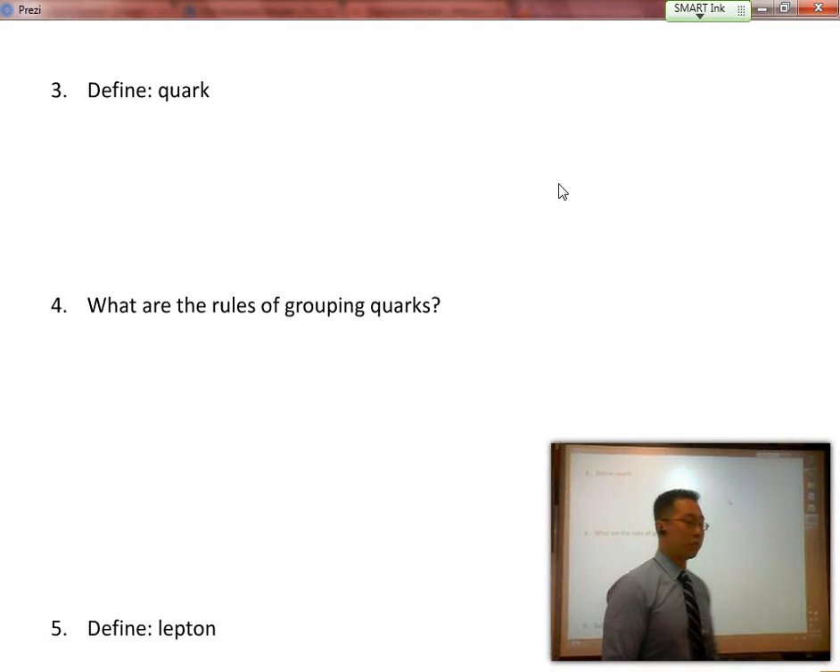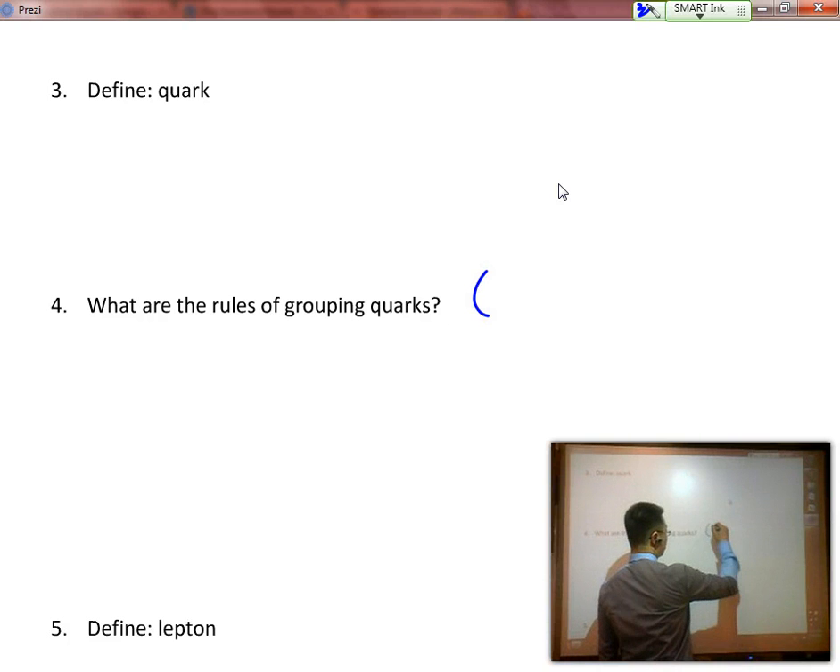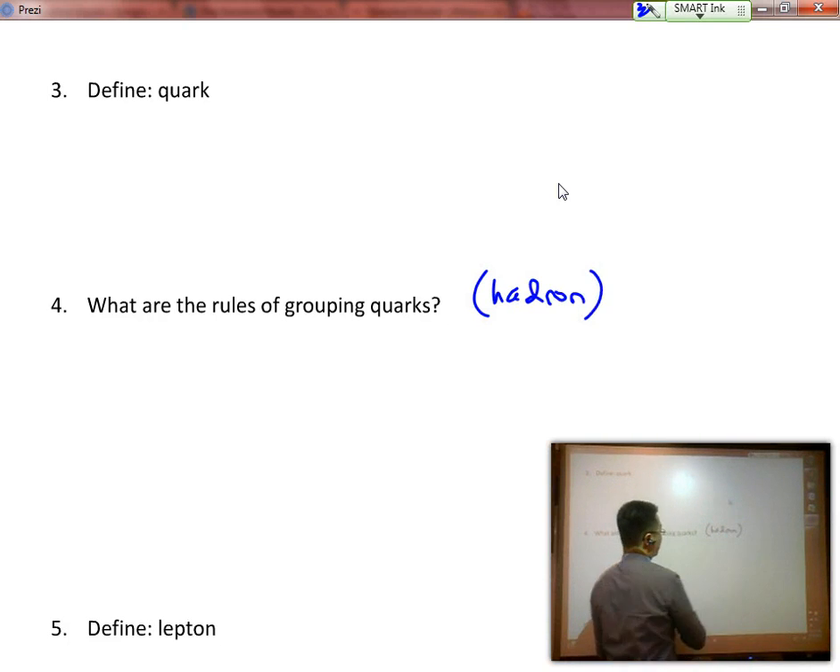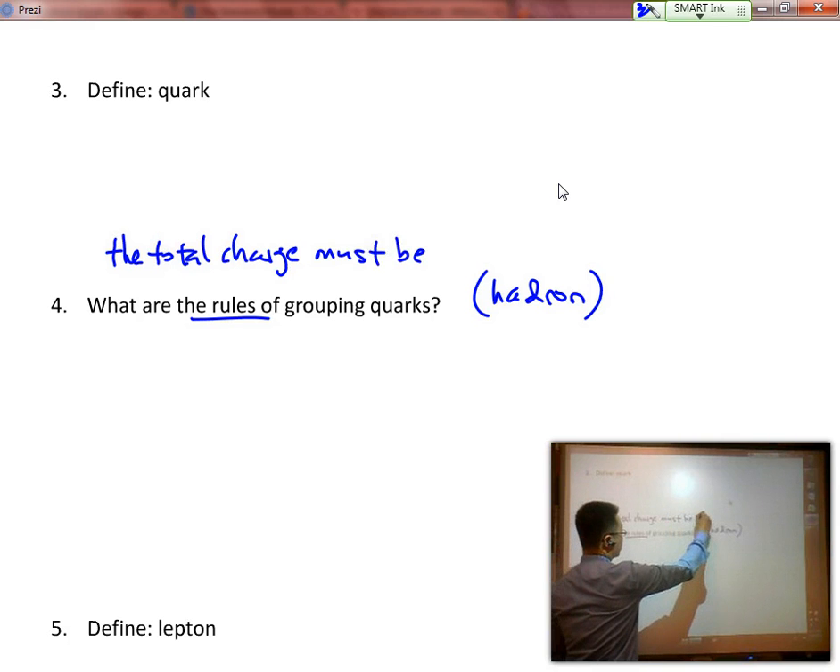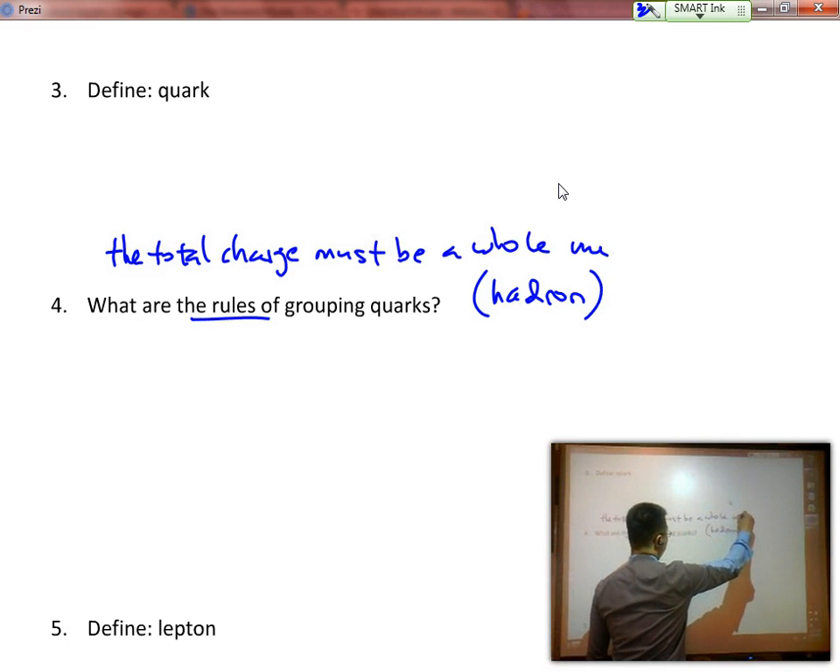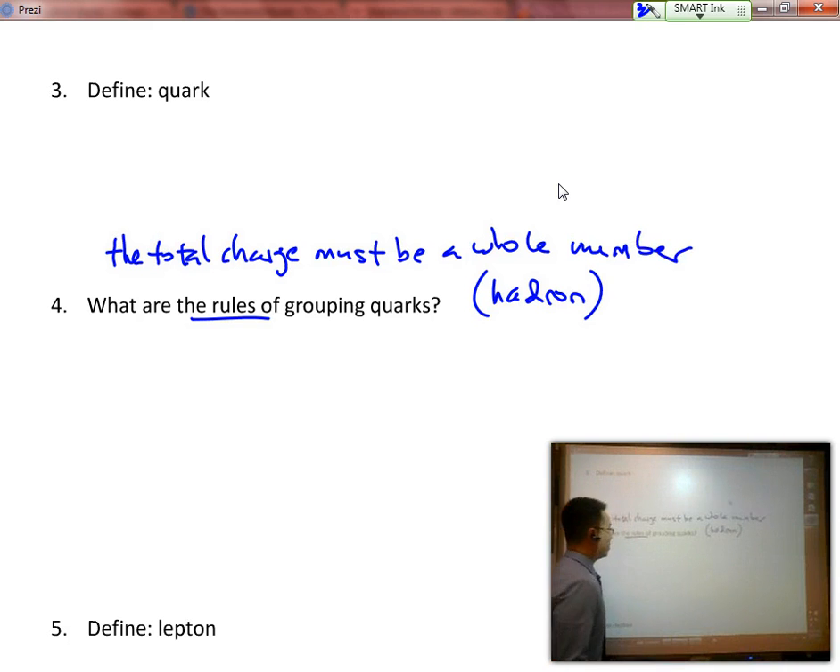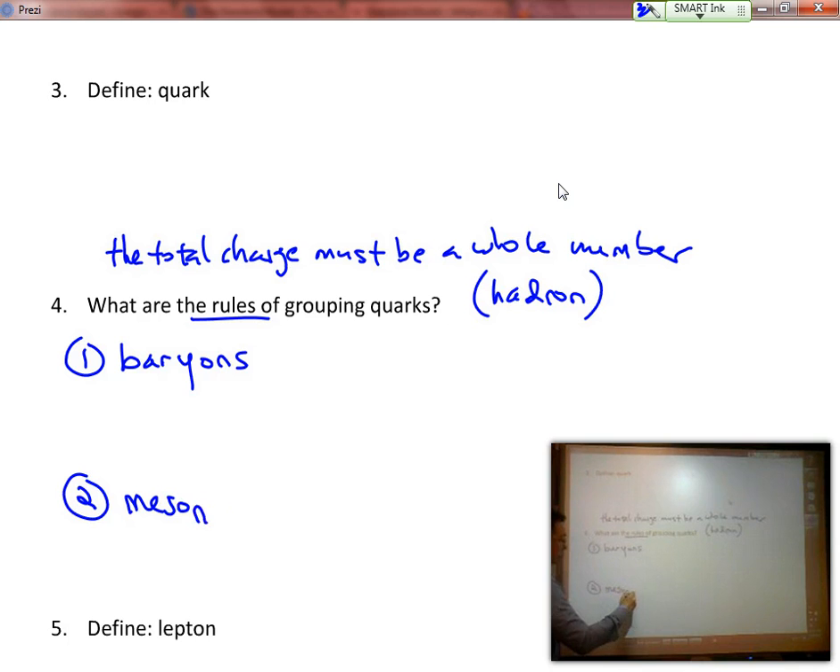Now, when we talk about grouping quarks, we already said a group of quarks is called a hadron. Okay, but there are specific types or ways of grouping these quarks. Now, the first rule about grouping quarks that you really have to keep in mind is that the total charge must be a whole number. So keep that in mind. Our main two types of groups are baryons and mesons. A baryon is a group of 3 quarks.